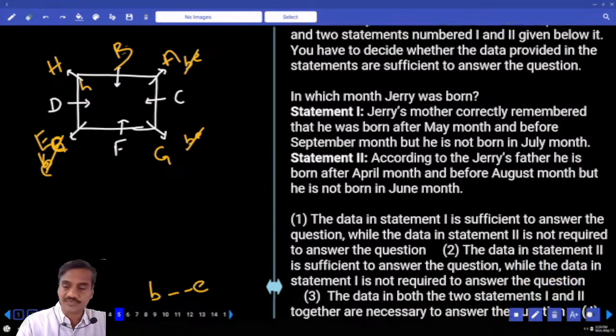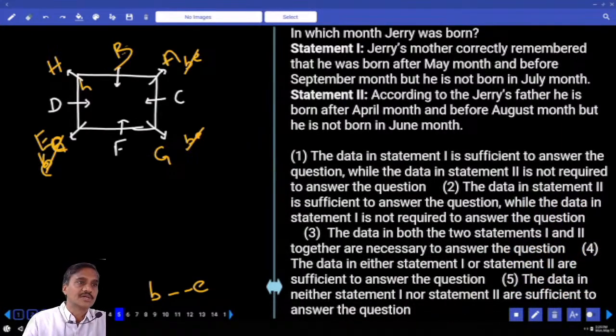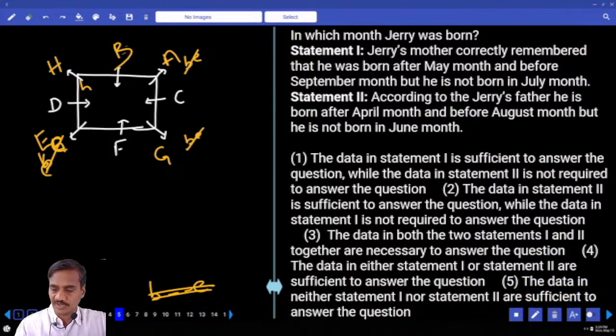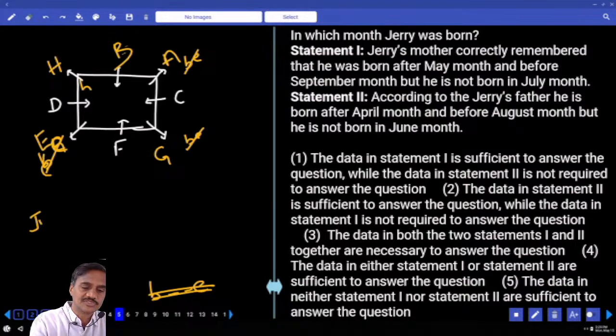Then next one, 5 and 6, these 2 are based on data sufficiency. Now this data sufficiency is based on 2 statements. The first one, in which month Jerry was born. Now Jerry's mother correctly remembered that he was born after May but before September. After May and before September, either June, July or August, 3 possibilities. But he is not born in the month of July, and July is gone, hence either June or August. And there are 2 different answers, so one alone is not sufficient.